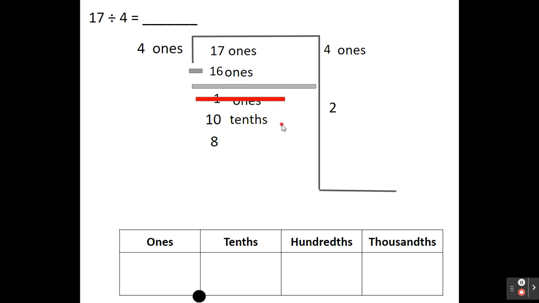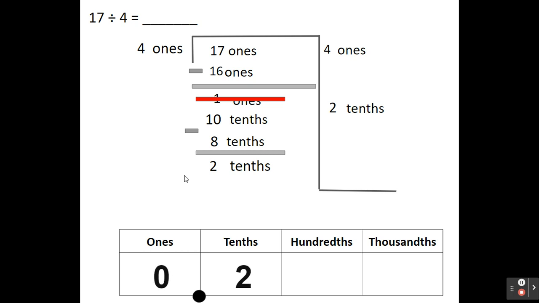Remember, we're in the tenths place now, so we're going to label each of these numbers as tenths. Let's go ahead and subtract. 10 tenths minus 8 tenths is 2 tenths. So now we're going to figure out what we can multiply by 4 to get closest to 2 without going over. There's nothing we can multiply without going over, so we're going to rewrite 2 tenths using a smaller place value. We'll place the 2 tenths in the place value chart and rewrite this number in hundredths. Since there's no hundredths, we can put a 0. So 2 tenths is the same as 20 hundredths.